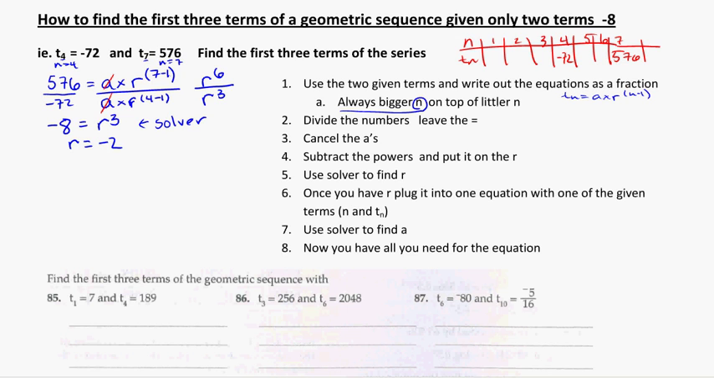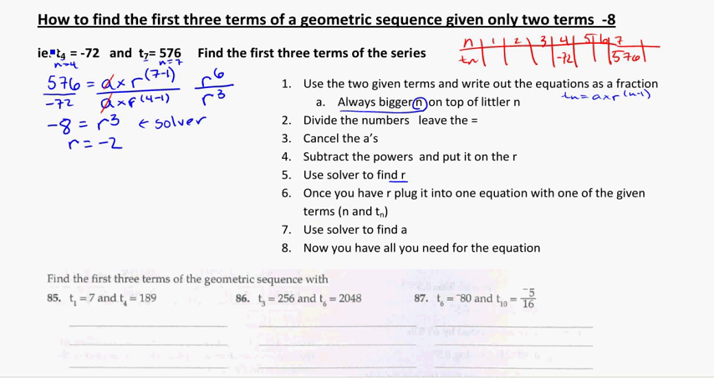Now part of what's happening here is that I'm just using some algebra. It's canceling away the a's for me. And if I simplify again, 7 minus 1 I'll get 6 on top, and 4 minus 1 I'll get 3 for the power on the bottom. And when you simplify powers, you end up subtracting them. If I take 3 r's off the bottom and 3 r's off the top, I end up with just 3 r's left on the top total. But now I know r, so that's r. And once we have r, we're going to plug it into the equation using one of the given terms that we have.